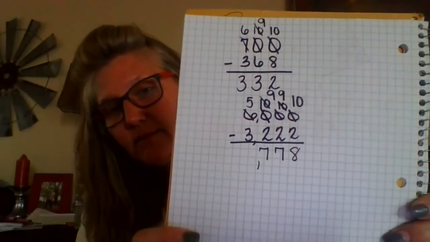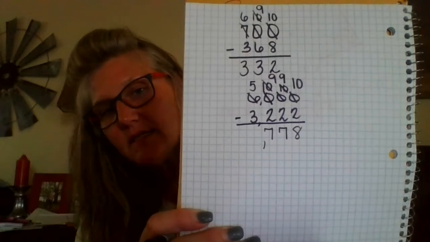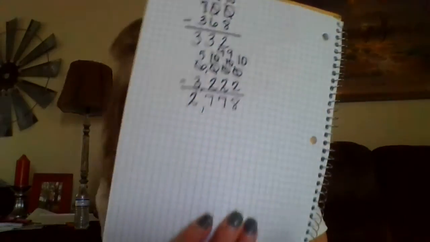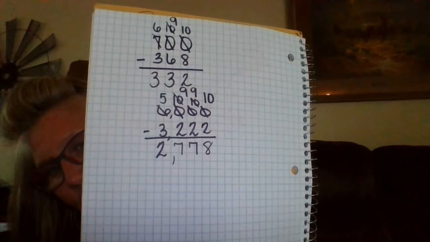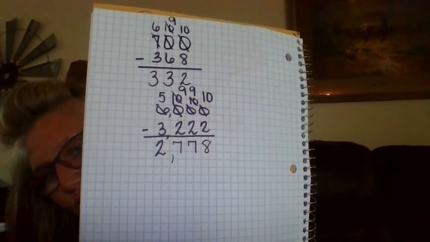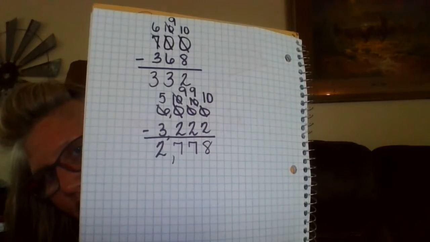So now let's go to our thousands place. And let's not forget, let's put our comma because we have a number that's going to be in our thousands. So what do we have? 5 minus 3, 2. So 6,000 minus 3,222 equals 2,778.